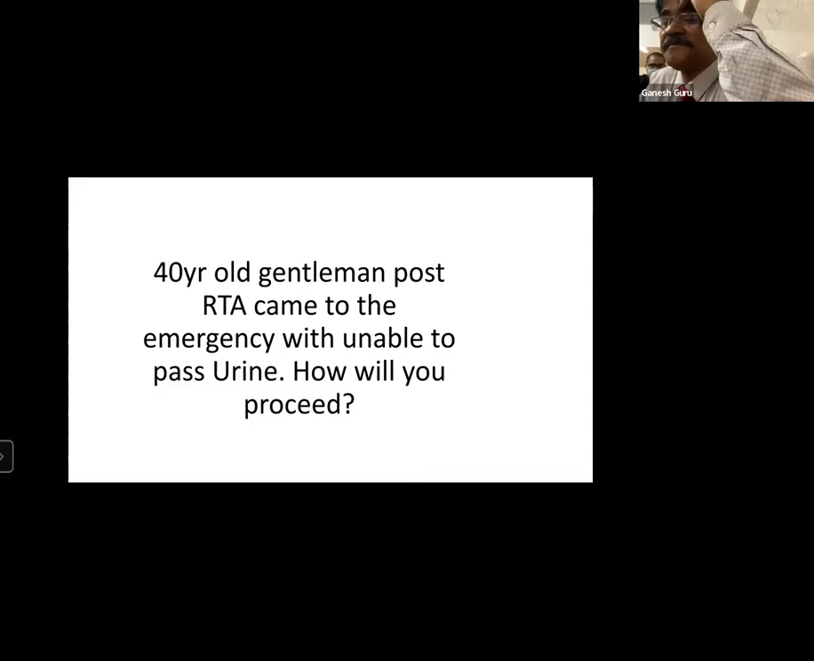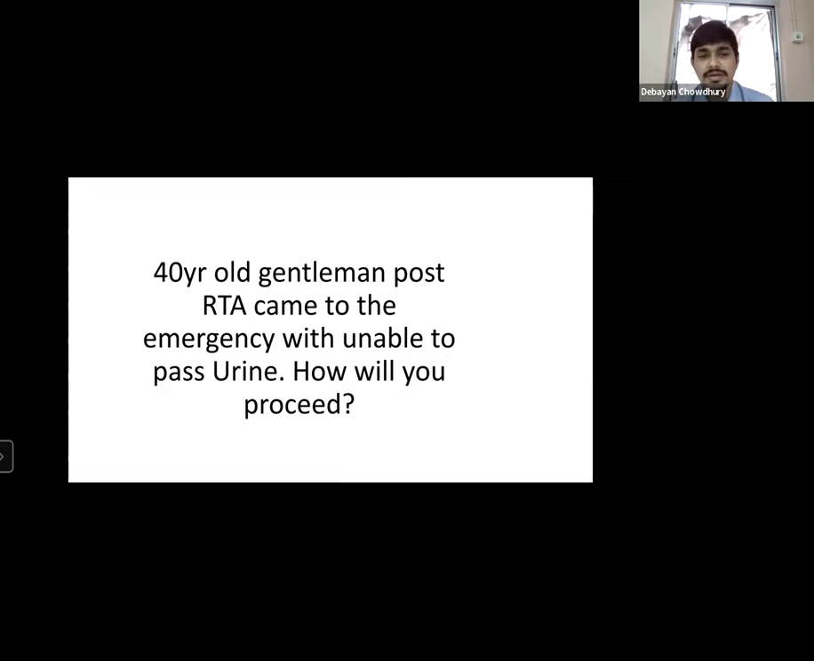So suppose this patient has a palpable bladder, and blood at the meatus. So you suspect this patient has an associated urethral injury. What next?